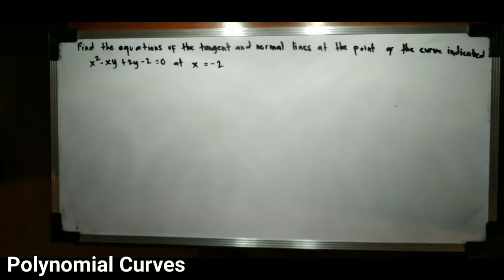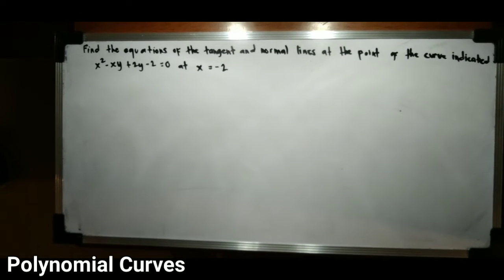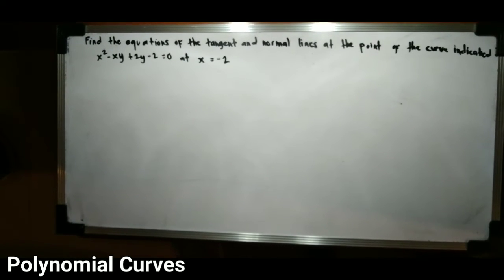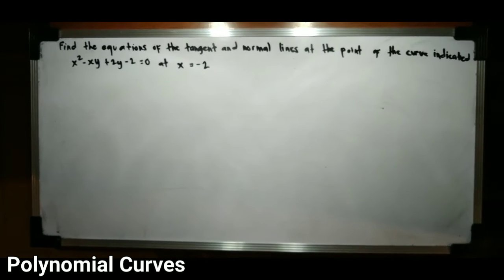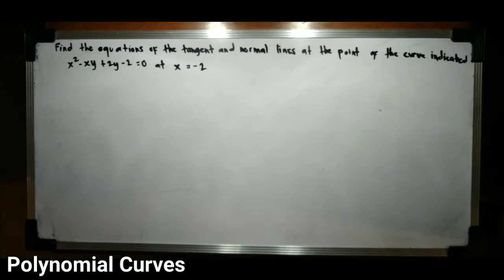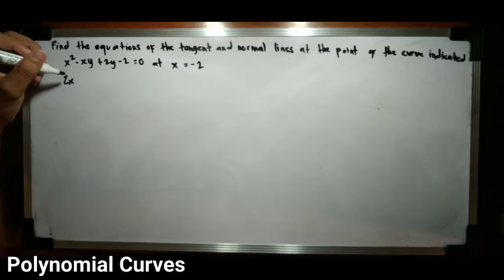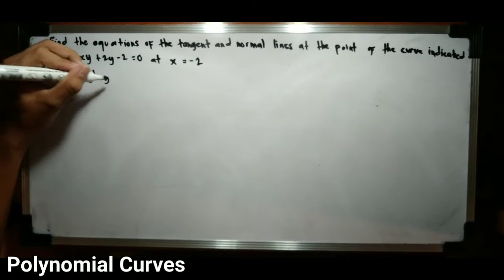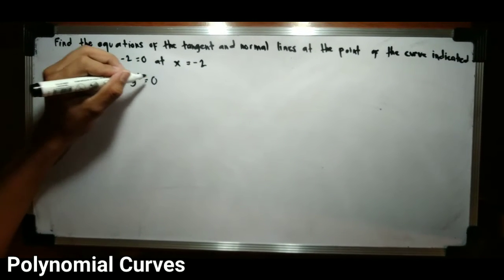Okay, stop. So now we will solve a problem about polynomial curves. Find the equations of the tangent and normal lines at the point of the curve indicated. So we have x squared minus xy plus 2y minus 2 equals 0 at x equal to negative 2. So finding the first derivative, we have 2x minus xy prime minus y plus 2y prime equals 0.